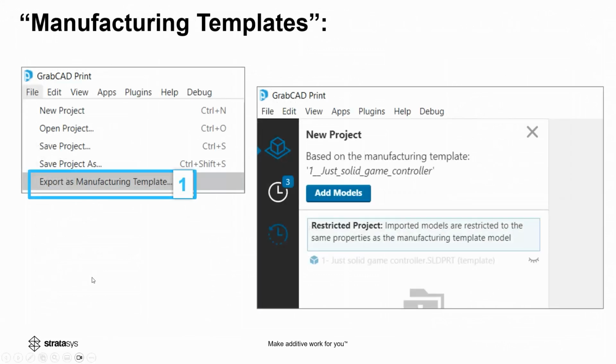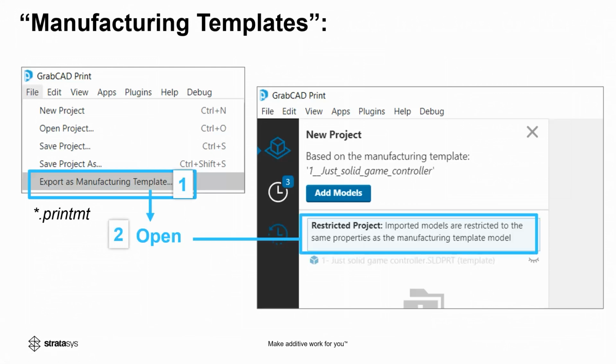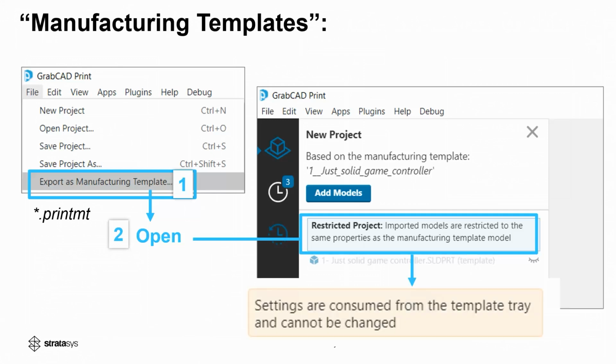So the workflow is you put a part in the tray and you save out or export as a template a print.mt for manufacturing template. You give that template to your coworker, and when they open it, they see this restricted project warning. And if they try to change the settings, they see this warning saying the settings can't be changed. Let's see what that looks like in the software.